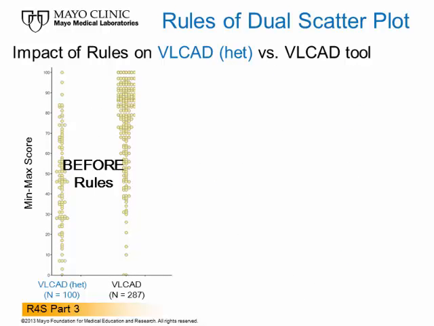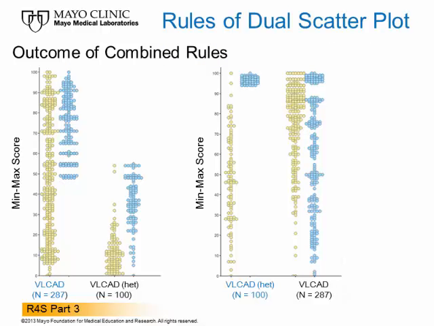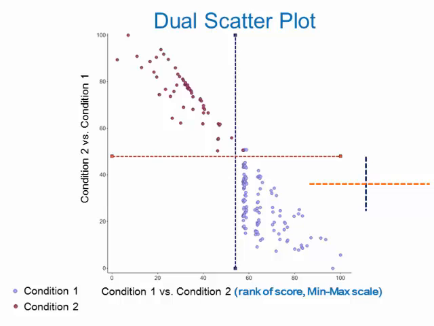The effect in the other tool, the one favoring VLCAT carrier status, is shown in this slide. Again, there is a significant improvement in separation between the two groups. When the two tools with active rules are combined, the final result is a dual scatter plot. The output of a dual scatter plot is a visual separation of the combined scores in 4 quadrants. The lower right quadrant includes the cluster of cases with condition 1, those with high score in one tool and a low score with the other.